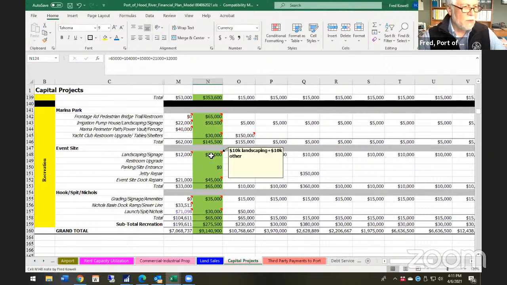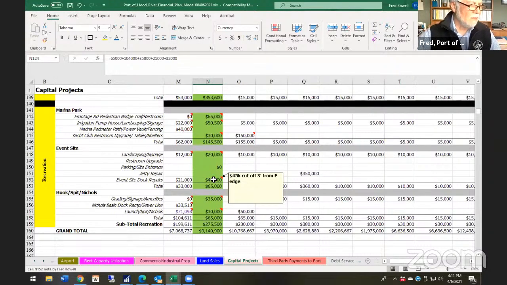At the event site, we're putting in a little landscaping. There's also that dock, and we need to do some additional dock repair work that's going to extend out of this year into next year.